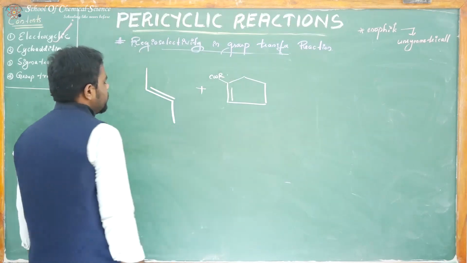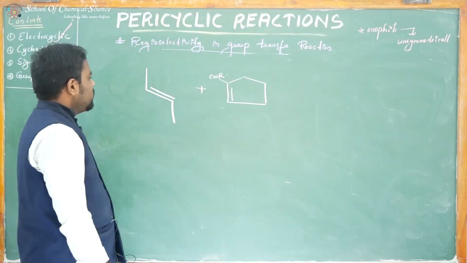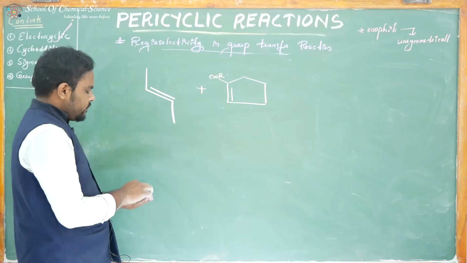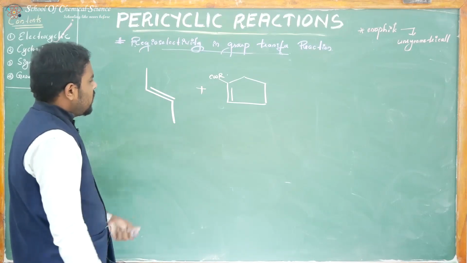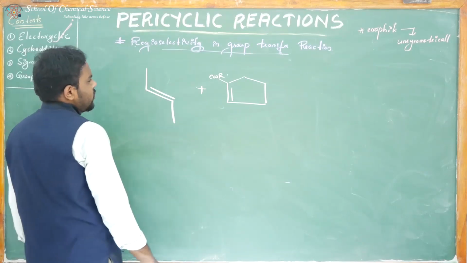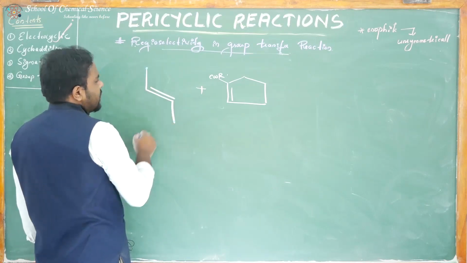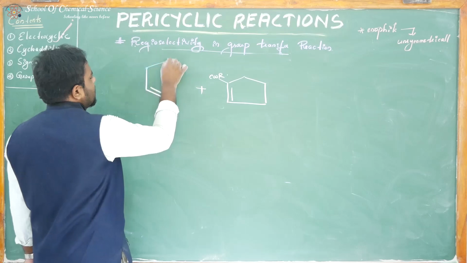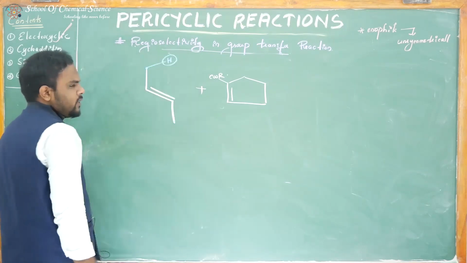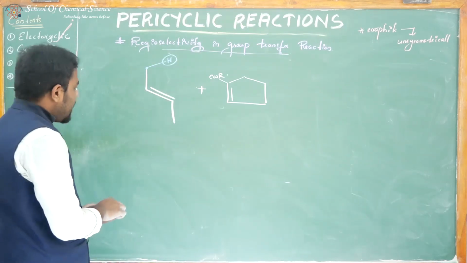COOR. Okay. Here also two allylic carbons are there. This is also an allylic carbon, this is also an allylic carbon. So I am considering this allylic carbon containing a hydrogen.